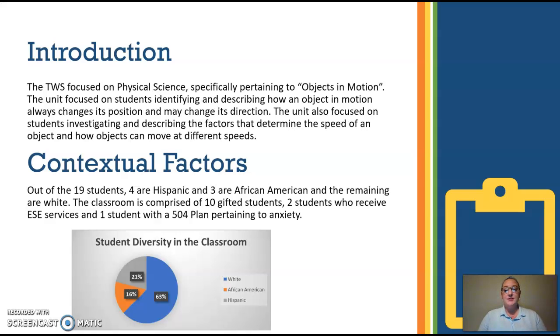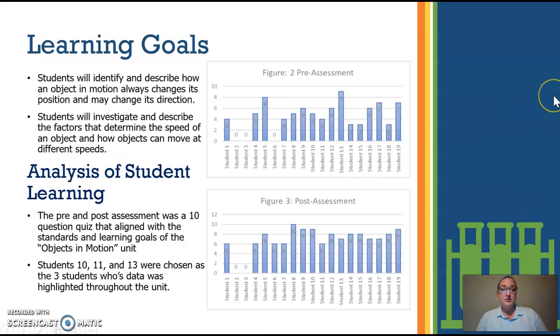Our contextual factors: out of 19 students, 4 are Hispanic, 3 are African American, and the remaining are white. The classroom did have a large group of gifted students. We had 2 students that received ESE services and 1 student with a 504 plan that was pertaining to anxiety, which obviously I had to take into consideration when planning my lessons.